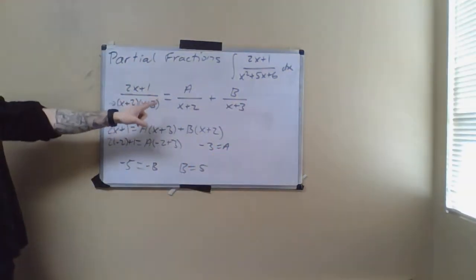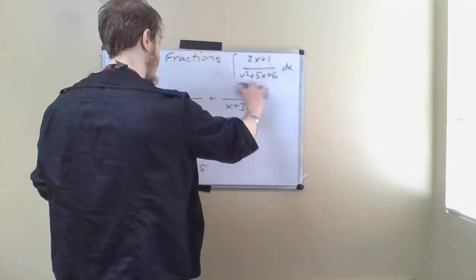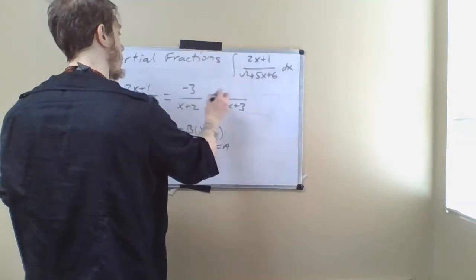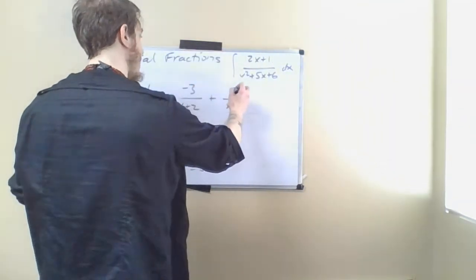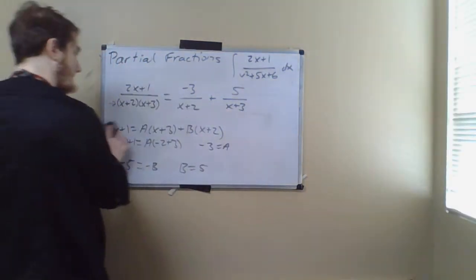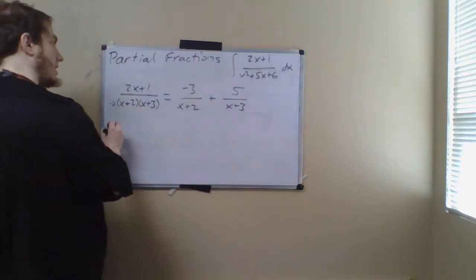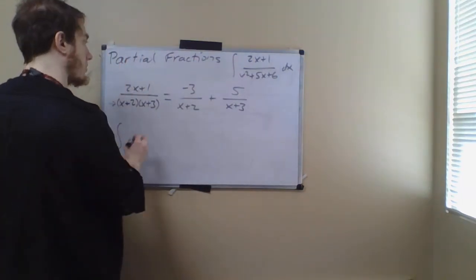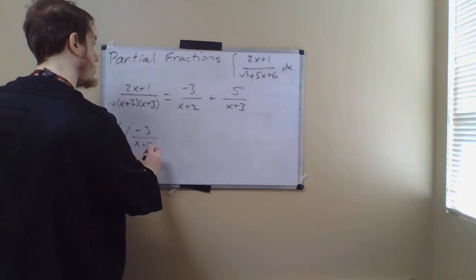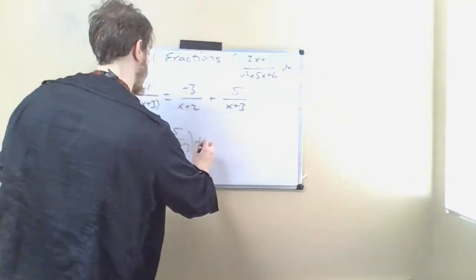So I have figured out that this becomes -3 over x plus 2, and then 5 over x plus 3. So now, this original integral is going to become the integral of -3 over x plus 2 plus 5 over x plus 3 dx.